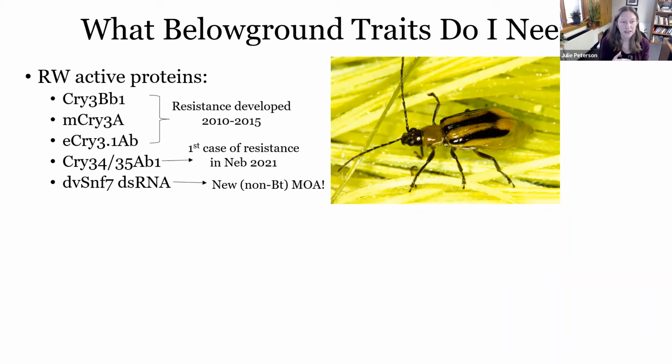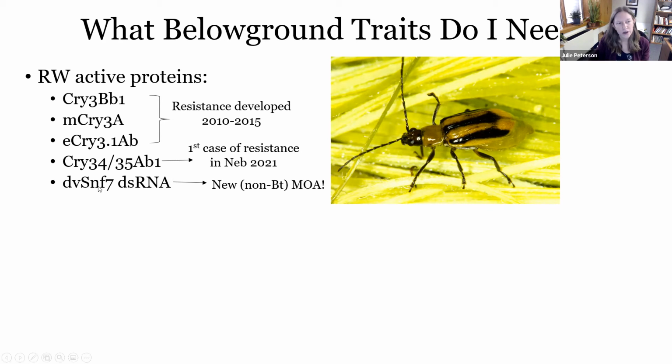It expresses double-stranded RNA, and it targets a gene in the rootworm beetle called DV-SNF7. This is a gene that is important for the beetle to make energy. So if you knock out that gene, if you make it so that gene doesn't work, then the beetle will die. And that's what ingesting that double-stranded RNA does. It actually silences that gene, and then it causes death of the beetle.